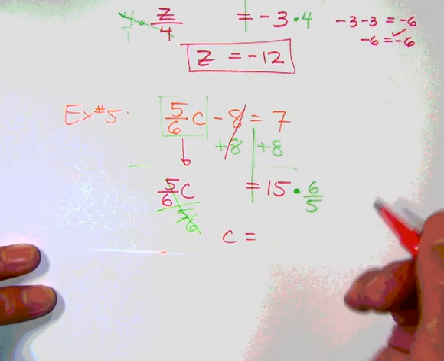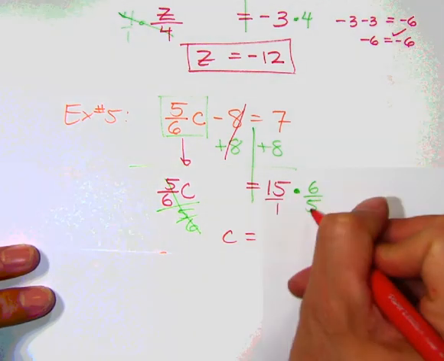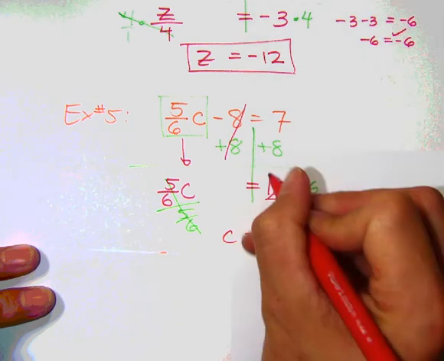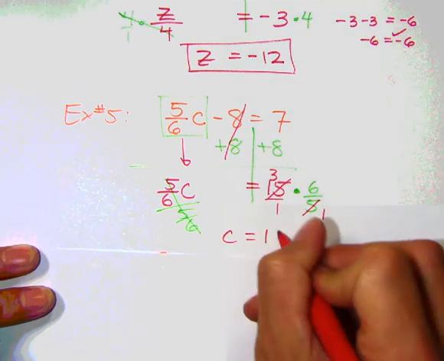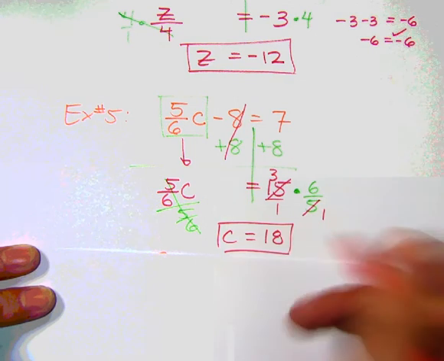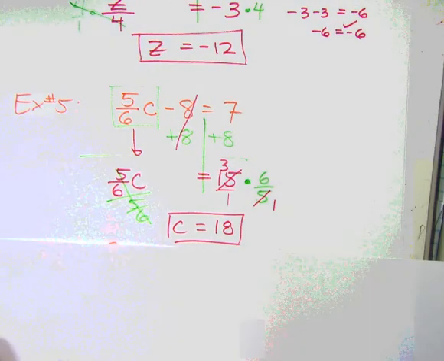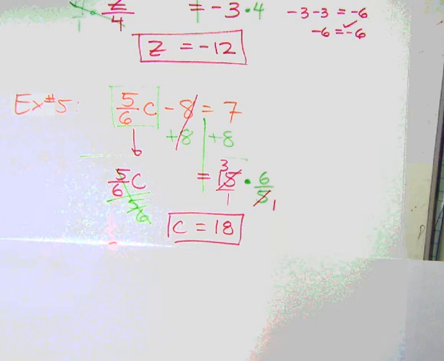All right, so I can do a little cross-canceling here. That and that will be 1 and 3. 3 times 6 is 18. Now, if that went too quick for you, you can watch some other videos on how to reduce fractions and multiply fractions. I need to check my work.